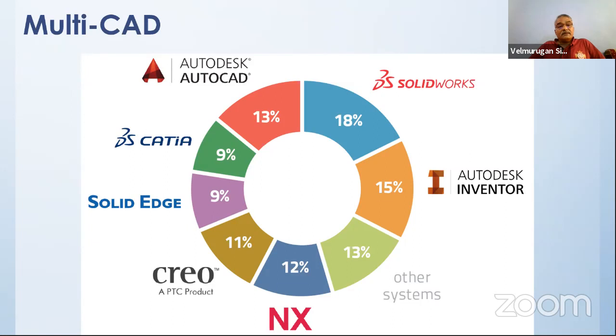Autodesk AutoCAD and Autodesk Inventor are from Autodesk. SolidWorks and CATIA are from Dassault. NX and SolidEdge are from Siemens. Creo and Pro Engineer are from PTC. They give you lots of names. And nowadays, these companies come with a file format, saying you can straight away download the native file of CATIA into some other software.